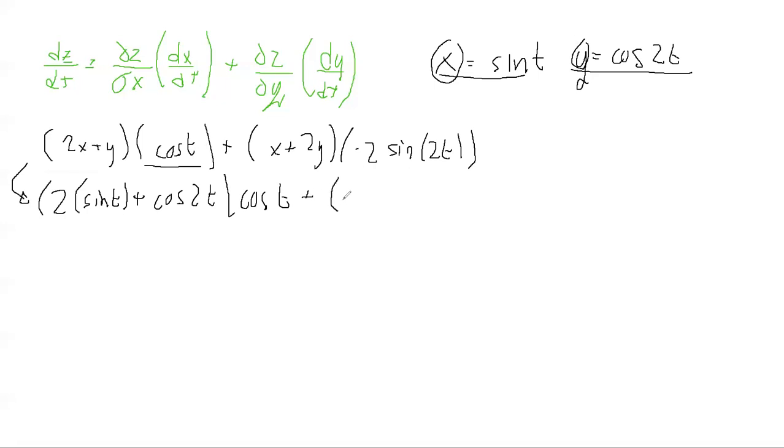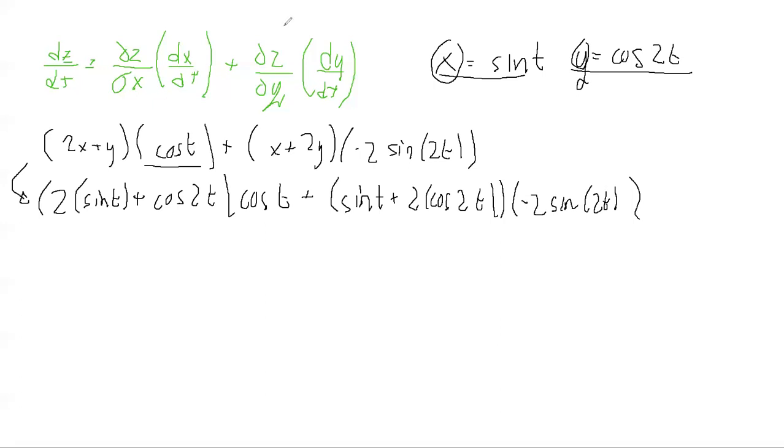What is our x again? Remember, x is the sine of t plus 2 times the cosine of 2t. This is our y value, okay? And this is all multiplied with negative 2 sine of 2t. Okay, so basically we're done, but we just want to make it to where it looks like Professor Noring's writing.